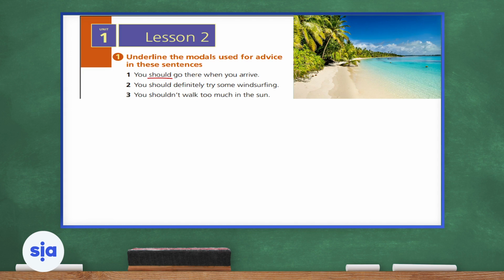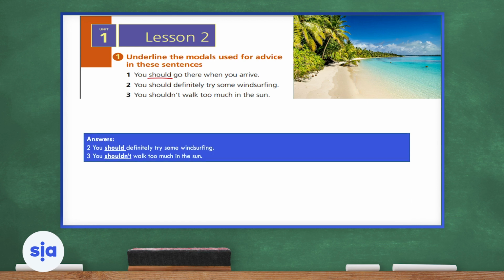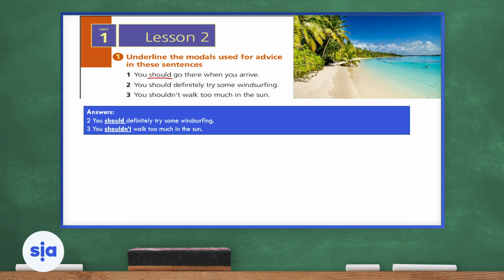Okay, let's move on to lesson 2. Guys, we're going to be underlining the modals used for advice in these sentences. So we're basically going to find the verbs that help us give advice to others. The first one is done for us. You should go there when you arrive. The word should is underlined. Let's move on to number 2. You should definitely try some windsurfing. So we're going to underline should in number 2, and then we're going to underline shouldn't in number 3. You shouldn't walk too much in the sun.